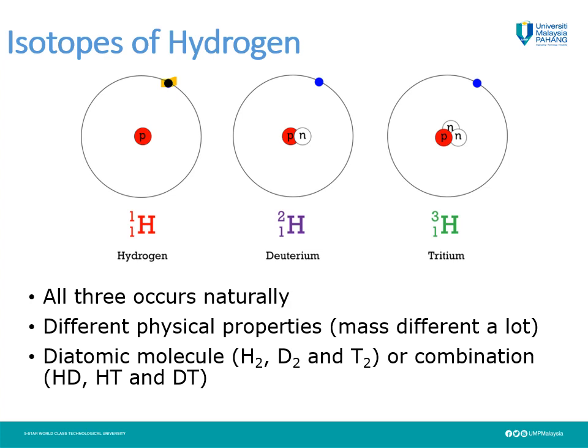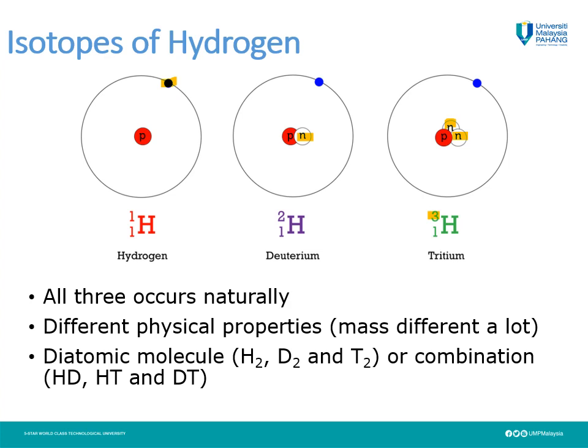For deuterium, the atomic number is 1 and the atomic mass is 2, so there is an additional 1 neutron. The third isotope is tritium, with atomic number 1 and atomic mass 3. Tritium consists of 1 proton, 1 electron, and the presence of 2 neutrons.